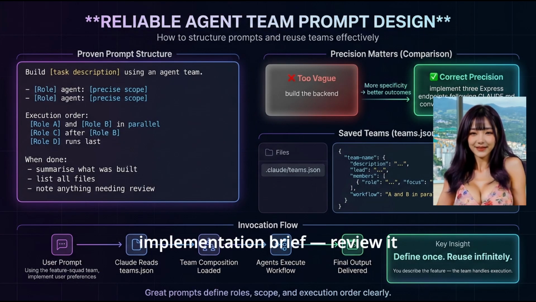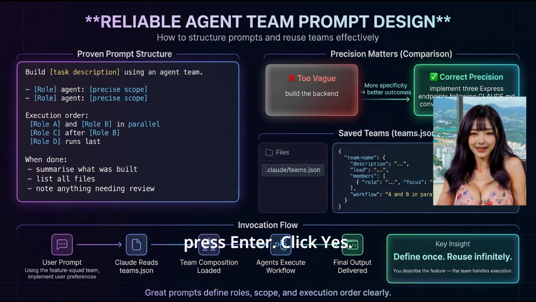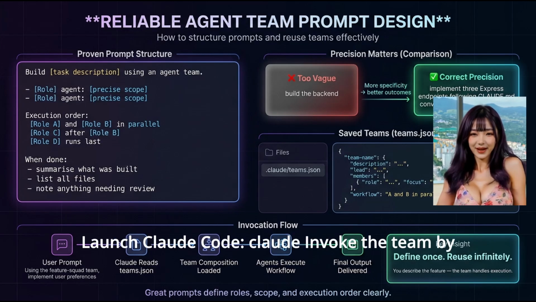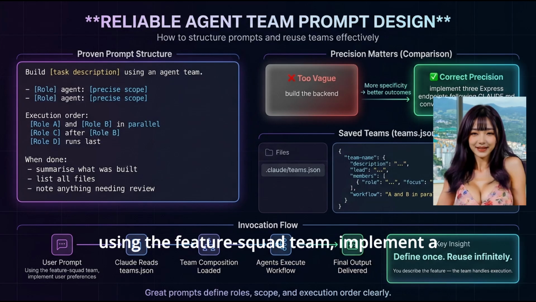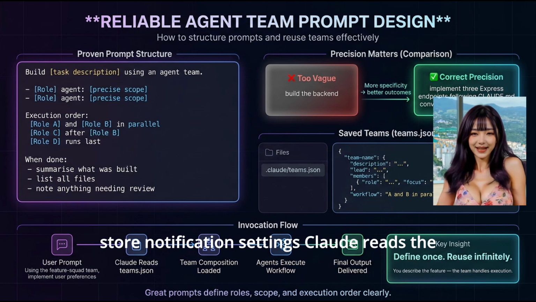Review it carefully. Type notepad .claude/teams.json and press enter. Click Yes. Come back to the text for this template. Launch Claude Code. Invoke the team by name with a 1-sentence feature description. Using the Feature Squad team, implement a user preferences endpoint that lets users store notification settings.